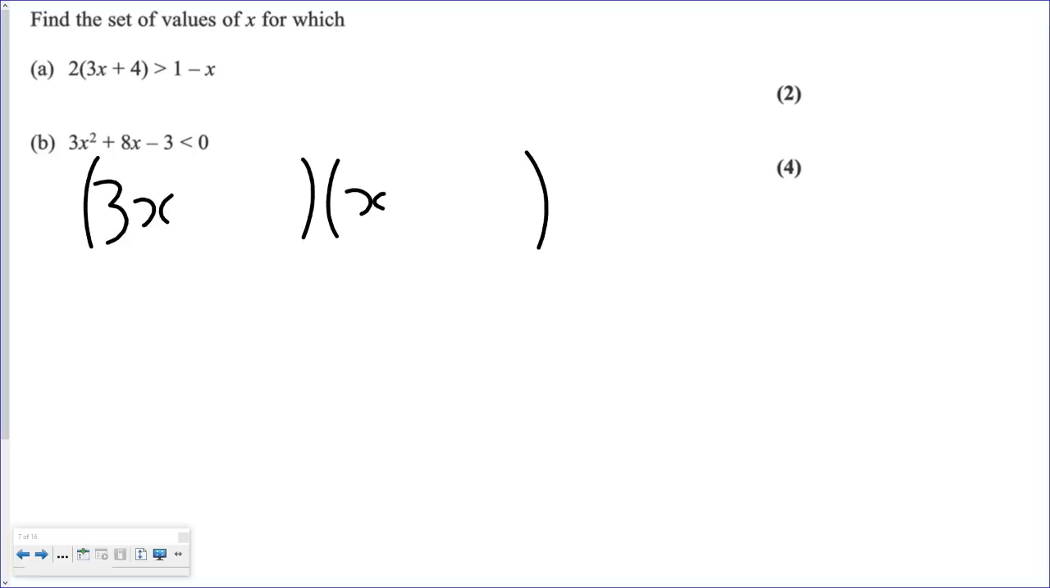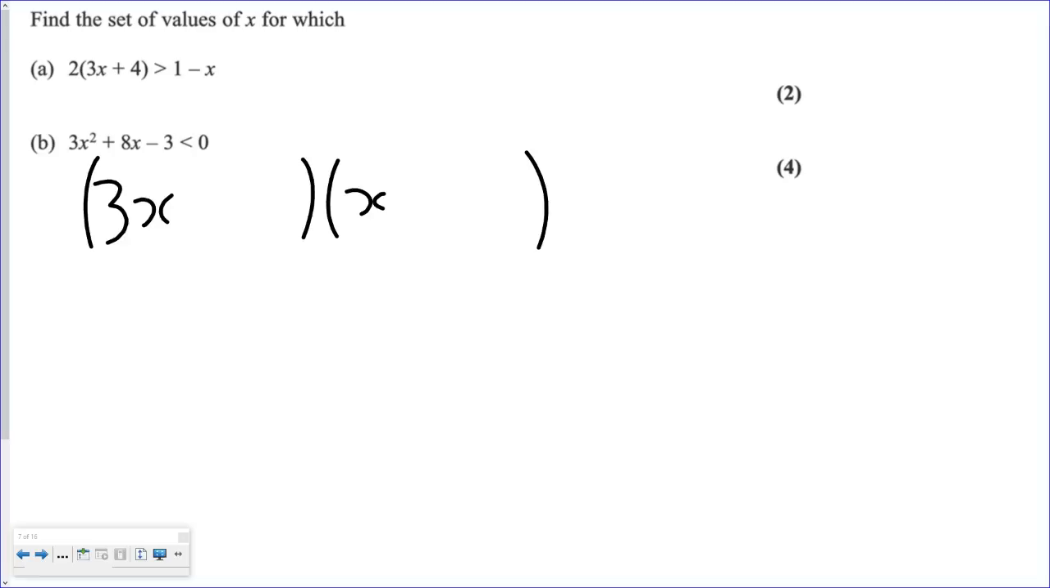Now we need to think about how we'd make the minus 3. Again, 3 is a prime number, so your only options would be 3 times 1. The only thing to decide is which bracket does each number go in, and in terms of the signs, what do we need to do? Well, we need to make a negative 3, so one of the numbers has to be positive and one of them has to be negative. Then just by trial and error, try different combinations until you can make the plus 8x.